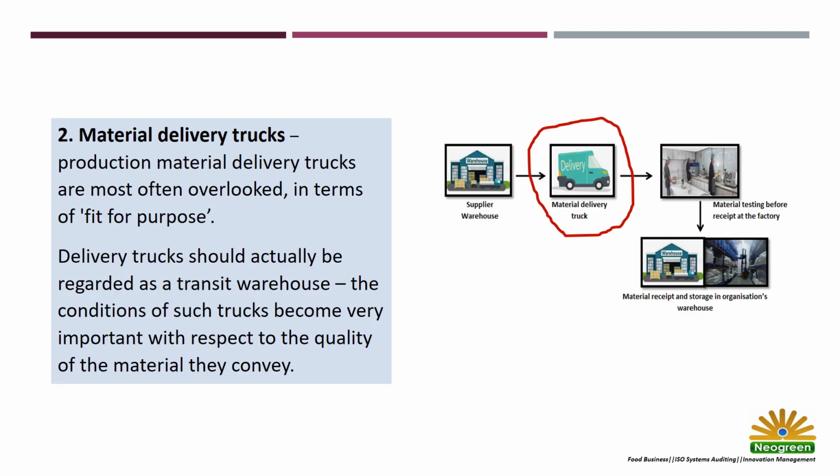2. Material delivery trucks. Production material delivery trucks are most often overlooked in terms of fit for purpose. Delivery trucks should actually be regarded as a transit warehouse. The conditions of such trucks become very important with respect to the quality of the material they convey.